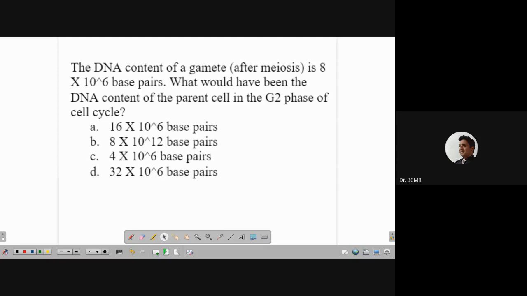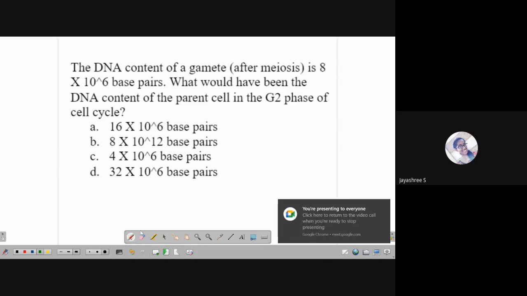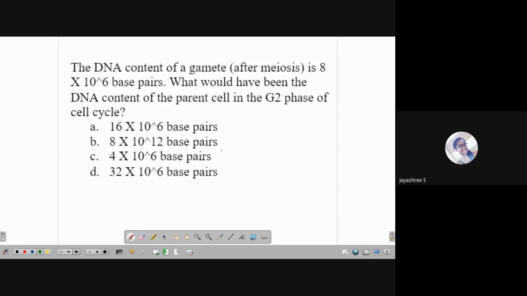Sorry, anybody? Is anyone answering? 32 into 10 power 6 base pairs. Okay. Why do you say so? 2 into 2n, because after meiosis we have haploid, that's right, and after G2 phase we have 2 into 2n. Yes, yes. You're right, keep saying. So 8 fours are 32.